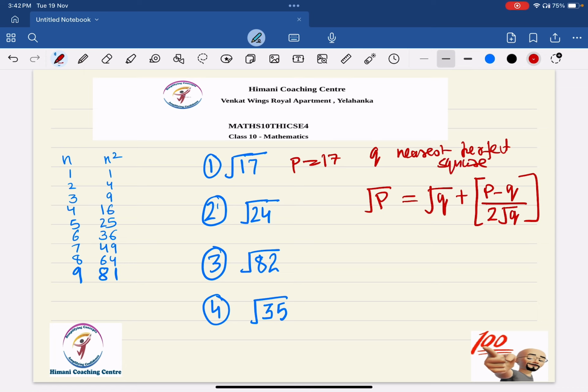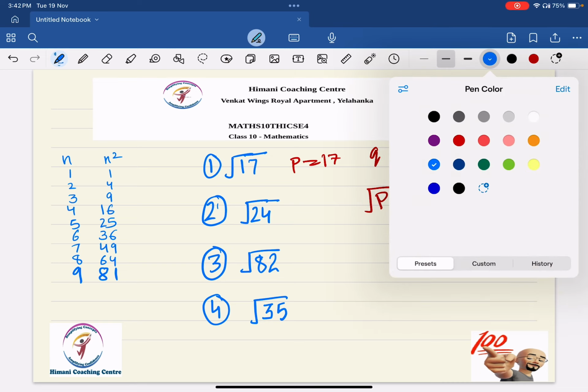Okay. Q is the nearest perfect square number which we will put in this equation. So if you look at 17, what is the nearest perfect square to 17? It is 16. So we know P is 17 and Q is 16. So now let us apply this.